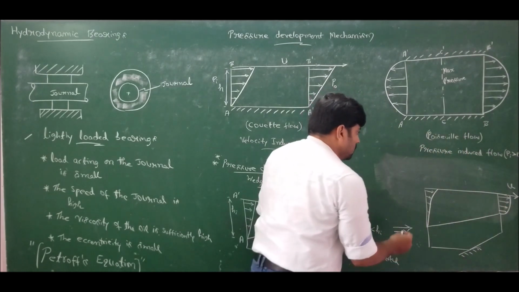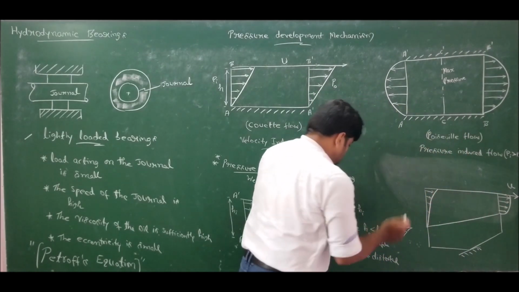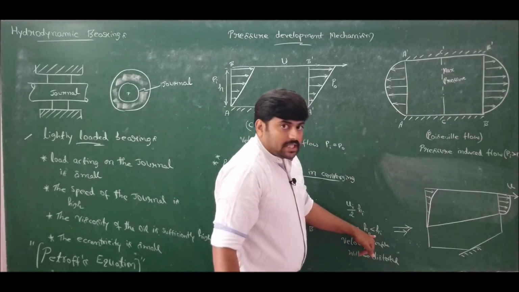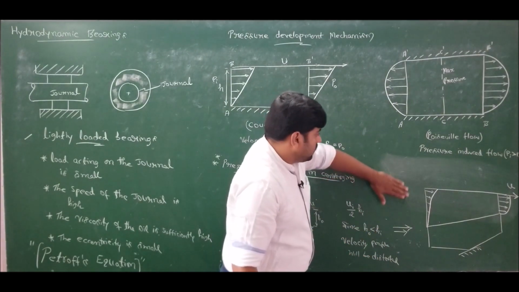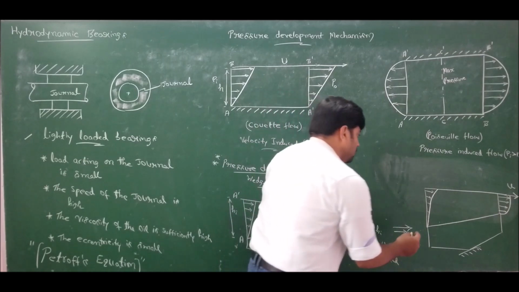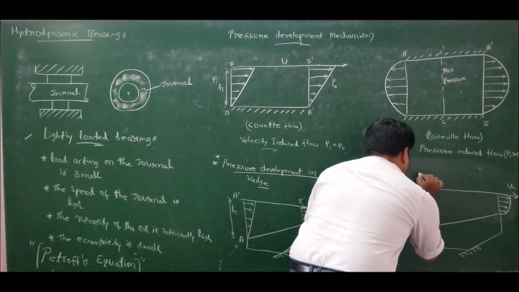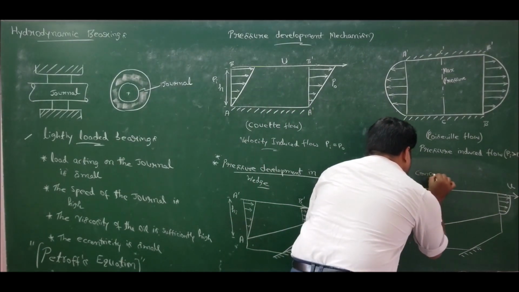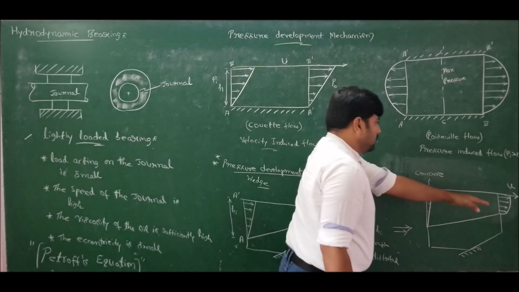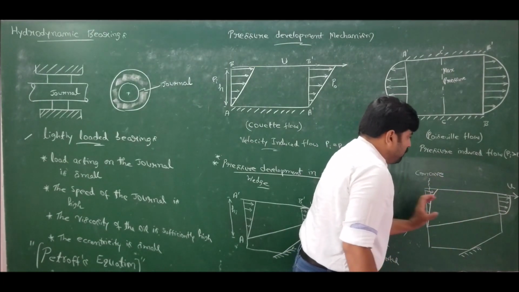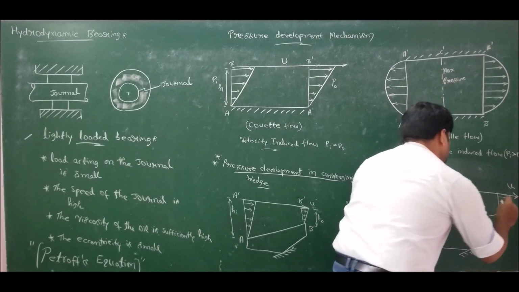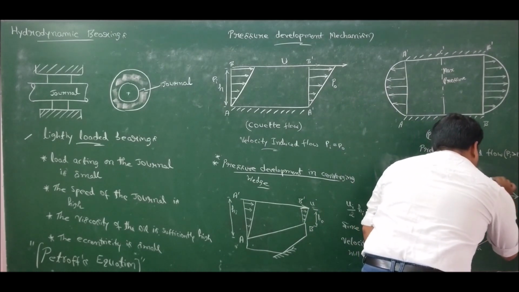So what is happening? Because h0 is less than hi, or hi is greater than h0, the velocity profile will be distorted. It will be concave here, and the pressure will boost up, so therefore it will become convex here.